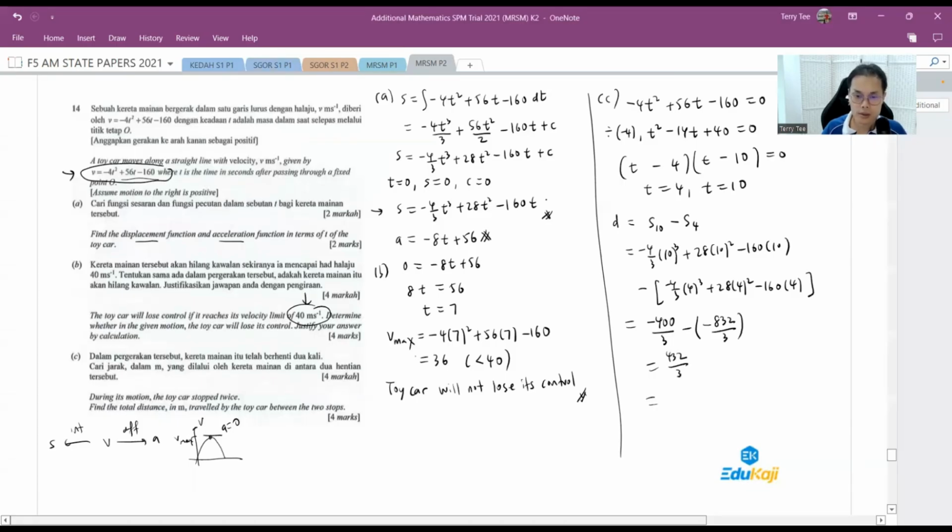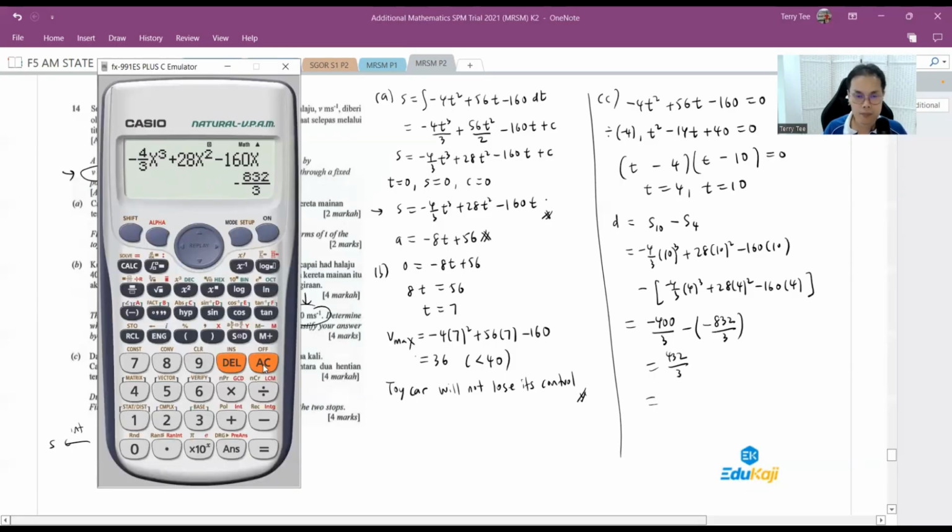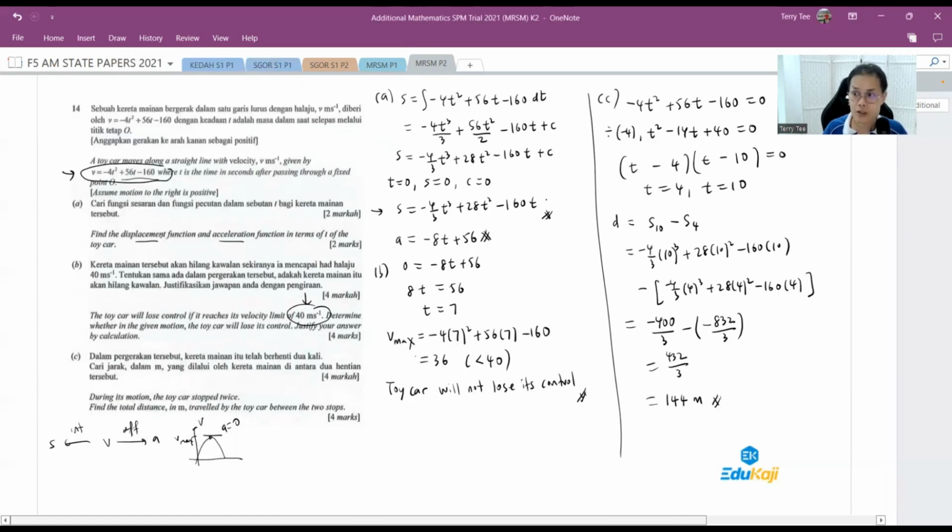You can actually take 432, divide by 3, or you can leave your answer as 144. It's an integer, a whole number. Yep. So, not too difficult.